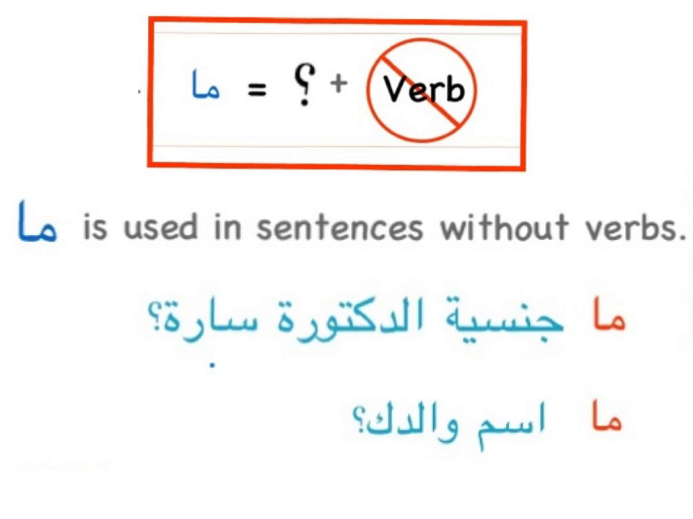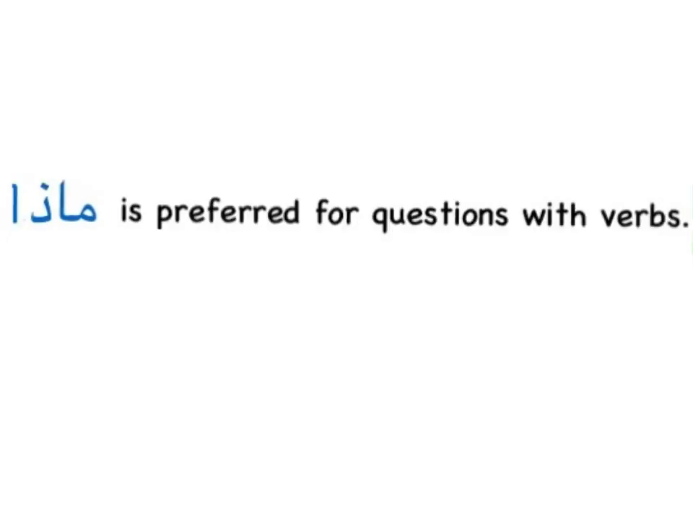Another example, ما اسم والدك? What's your father's name? In Arabic, there is no verb in this sentence. What name your father? No verb. ماذا is preferred for questions with verbs.